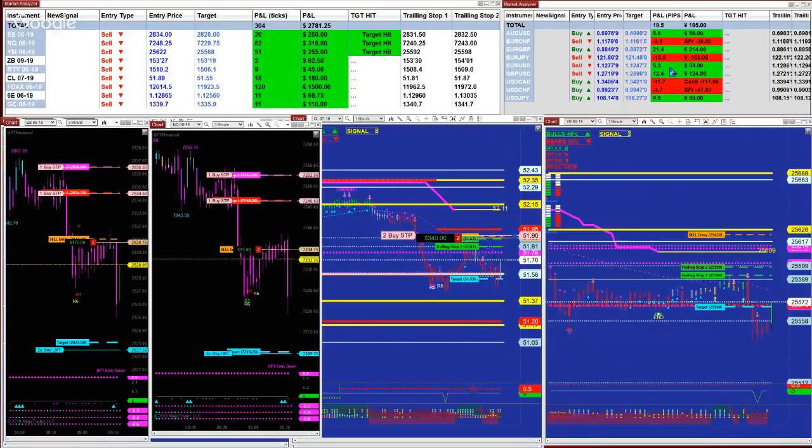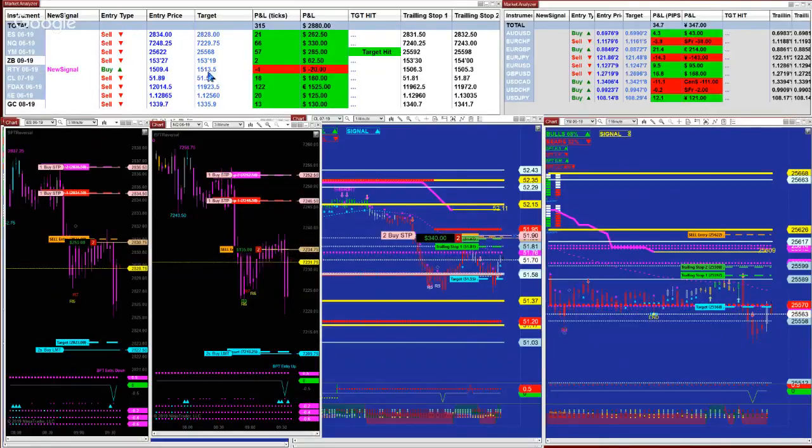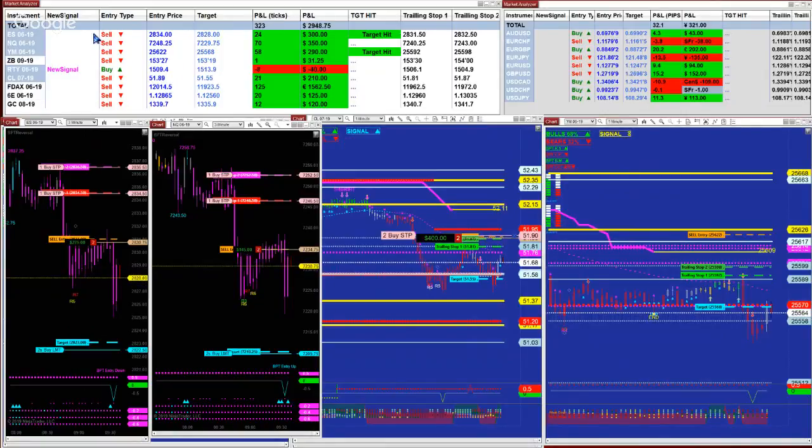For the ones who just joined us, we are using a fully automated ATM strategy and some scalper as an example. Right now, we have a new signal on the Russell: buy 1509, target 1513.9. And as an example here, on the NASDAQ, we just had a signal.